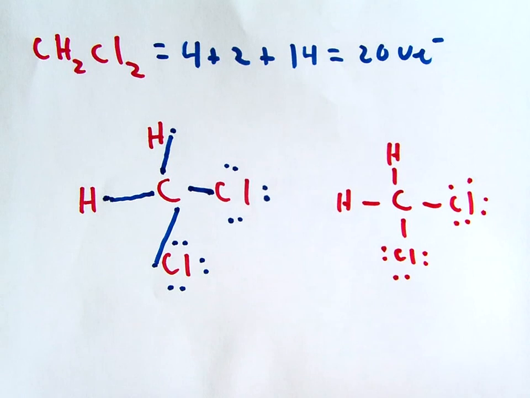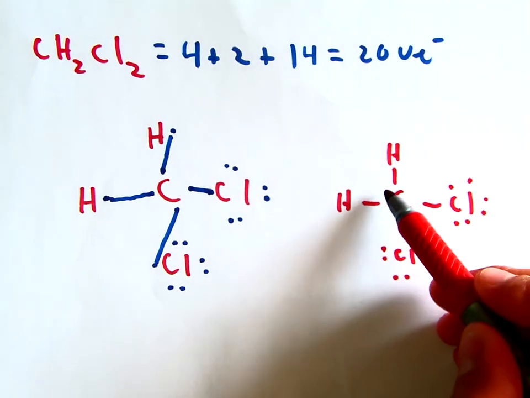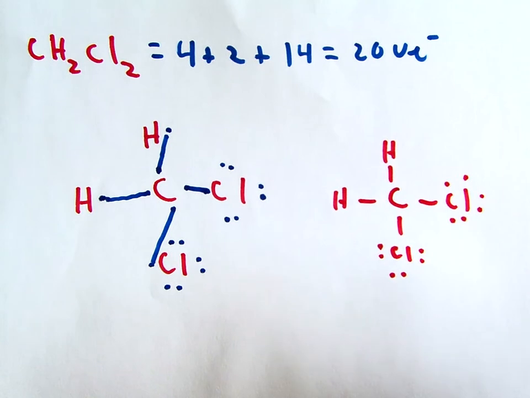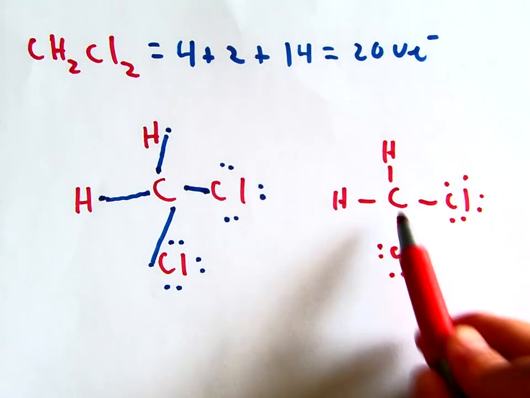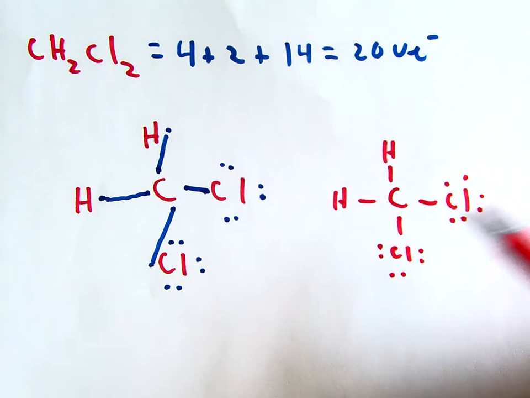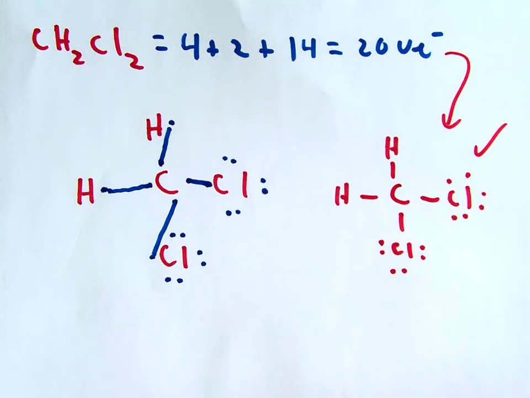Okay, I can double check. Carbon has 4 lines around it. Each line has 2, so that's 8 electrons. It's happy. What about chlorine? Chlorine has 1, 2, 3, 4, 5, 6, 7, 8. Yes, it's good. So everything has the octet rule. And if I were to count the total valence electrons, it would be 20. So my structure is correct.